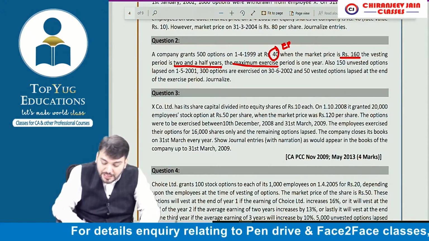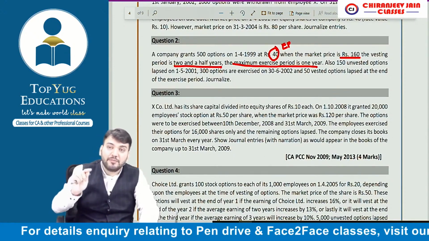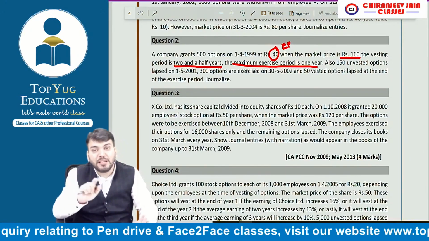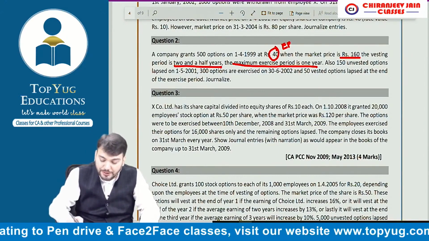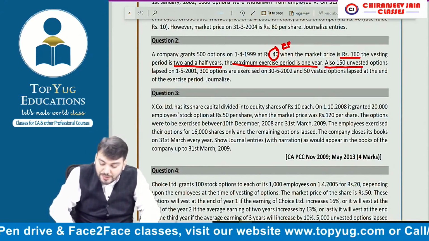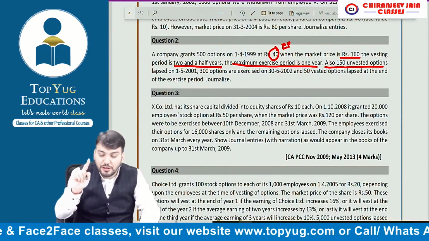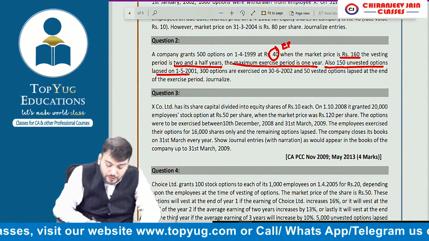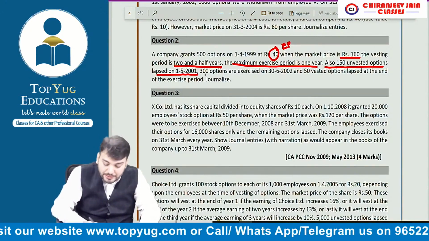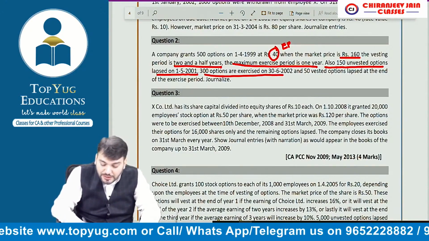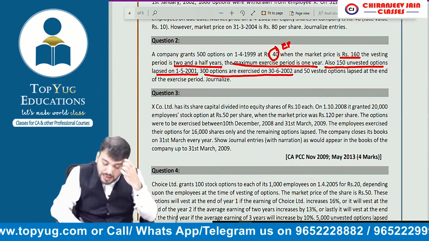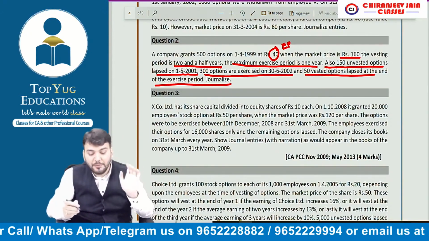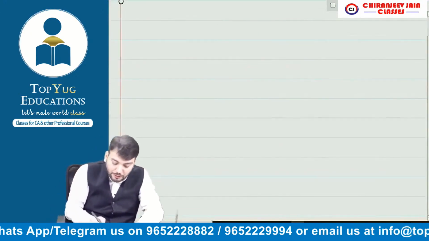The maximum exercise period is 1 year. So the exercise period will start after completion of the vesting period, which means the total period becomes 2.5 plus 1, equal to 3.5 years. Also 150 unvested options, meaning unvested during the vesting period, lapse on 1/5/2001, and 300 options are exercised on 30th June 2002, and 50 vested options lapse at the end of the exercise period. Have you understood this point? Means what they want to say.